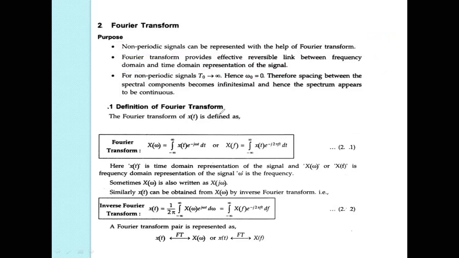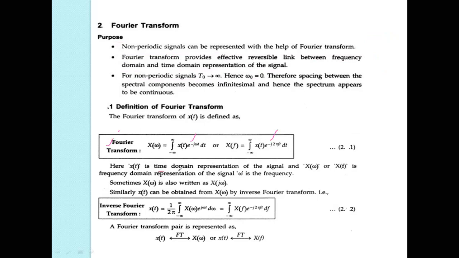Now, again, the definition of the Fourier transform: X of omega is equal to the integral from minus infinity to infinity of x of t e power minus j omega t dt, or in normal frequency, X of f is equal to the integral from minus infinity to infinity of x of t e power minus j 2 pi f t dt. In the Fourier transform, the exponential is a negative exponential, my dear students.